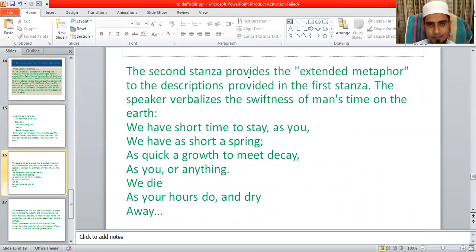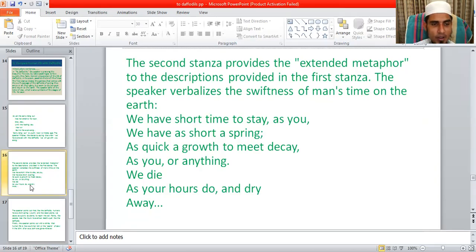The second stanza provides the extended metaphor to the description provided in the first stanza. The speaker verbalizes the swiftness of man's time on the earth. We have short time to stay as you. This is the comparison, the similarities. We have a short spring, a quick growth to mid decay. As you or anything, we die, as your hours do, and dry away.